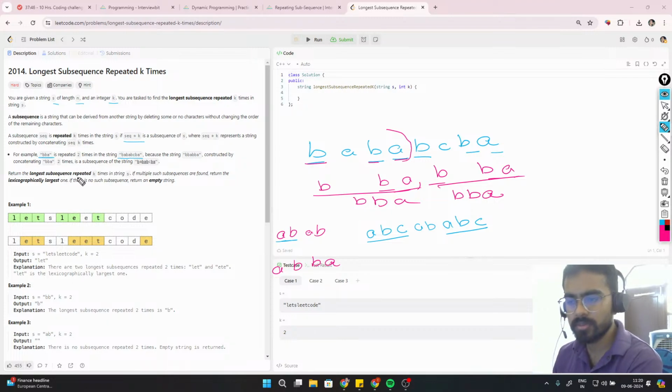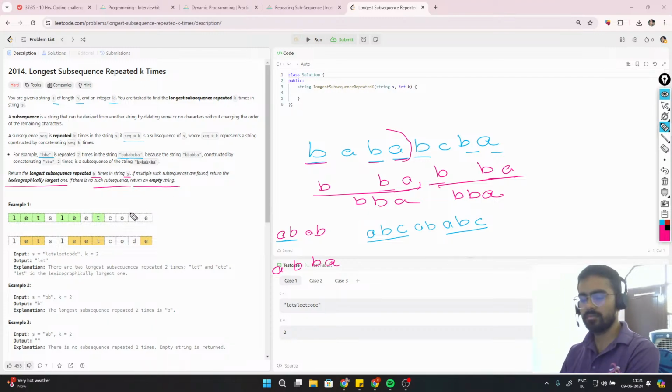Return the longest subsequence repeated k times in the string. If multiple subsequences are found, return the lexicographically largest one. If there is no such subsequence, return an empty string.